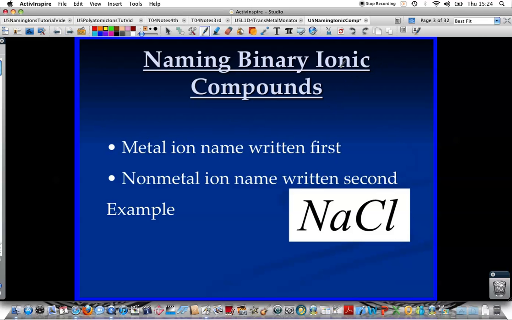So, naming binary ionic compounds. These are real simple ionic compounds with a metal and a nonmetal. You basically write the name of the ions and you put them together. So for example, this one, we have the sodium ion, so that's going to be sodium. And then Cl would be the chloride ion. So that would be sodium chloride. The main thing you have to worry about with these compounds is to make sure you write the positive ion first. The metal goes first, and then the nonmetal.